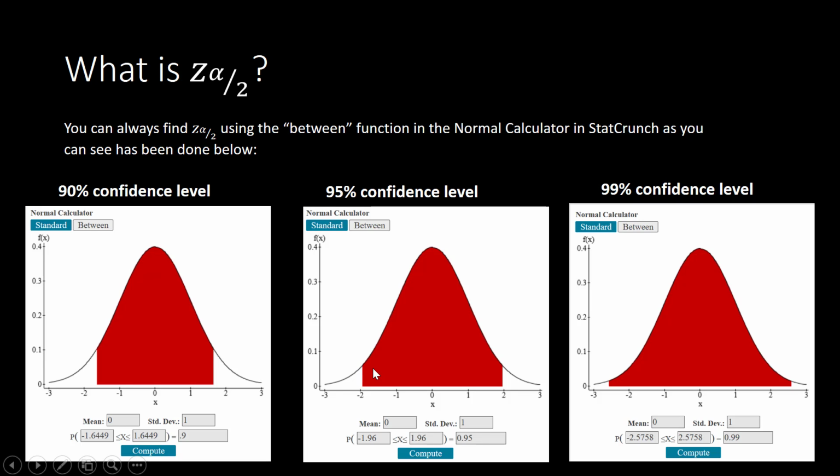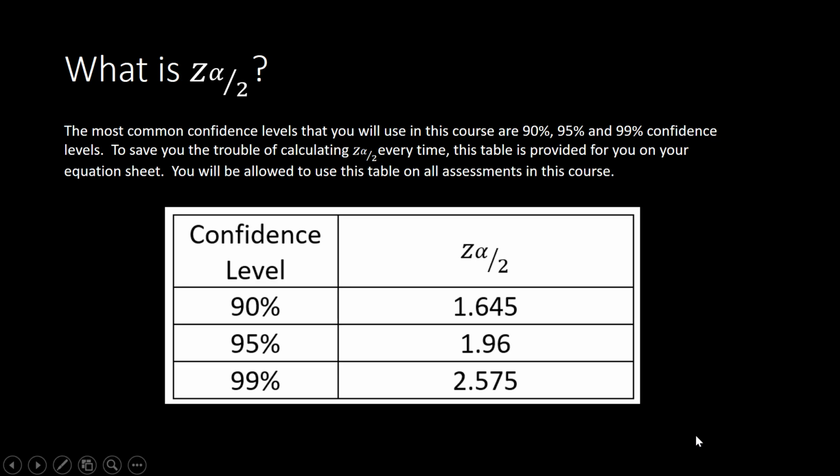Let's look at some other common confidence levels. We've already said that for a 90% confidence level, z is about positive 1.645. What about a 95% confidence level? Here we have a z of 1.96. Notice again that these two values are exactly the same. One is positive, one is negative, but we need to use the positive value in our calculations. Lastly, if we have a 99% confidence level, we have a z-score of about 2.576. The most common confidence levels that you will use in this course are 90, 95, and 99%. To save you the trouble of calculating z of alpha over 2 every time, this table is provided for you on your equation sheet. You will be allowed to use this table on all assessments in this course.